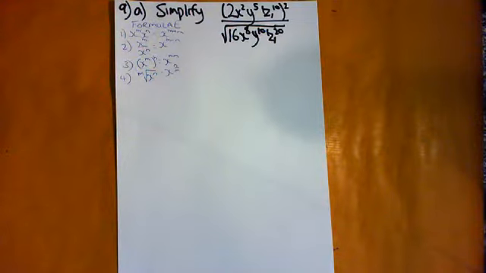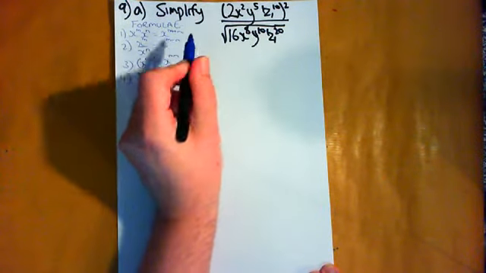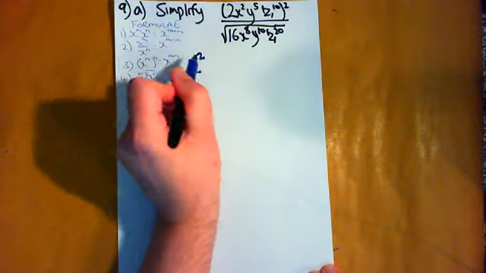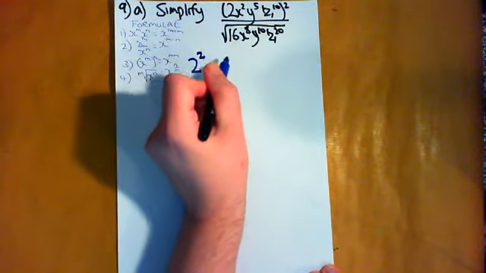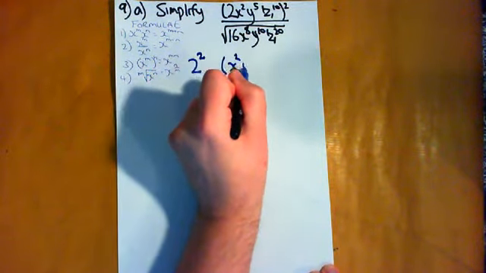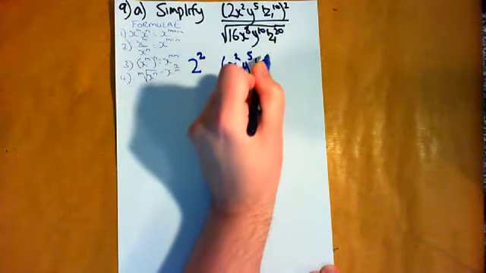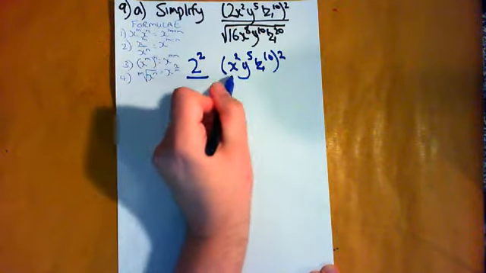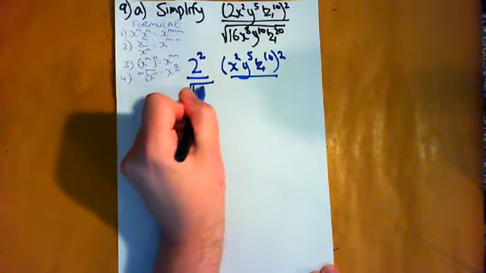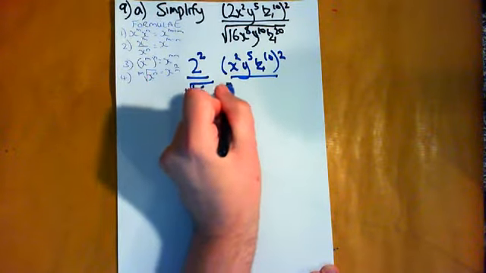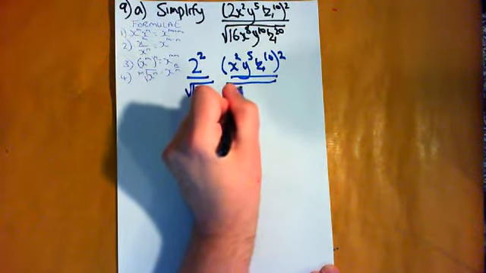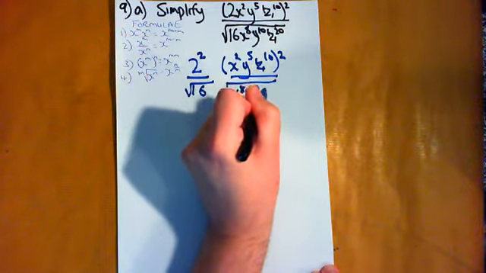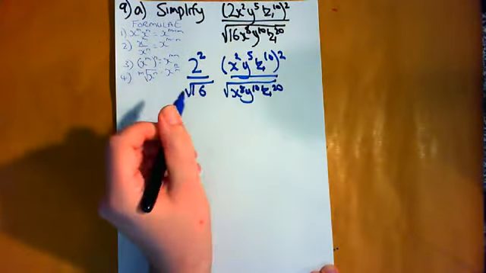We need to separate the number part from the letter part to begin with. So we've got a 2 inside the bracket, but the whole bracket is squared, so the 2 has to be squared as well. So the letter part is x squared y to the 5, z to the 10, and that's all squared. And on the bottom we have square root of 16, and the letter part there is square root of x to the 8, y to the 10, z to the 20.